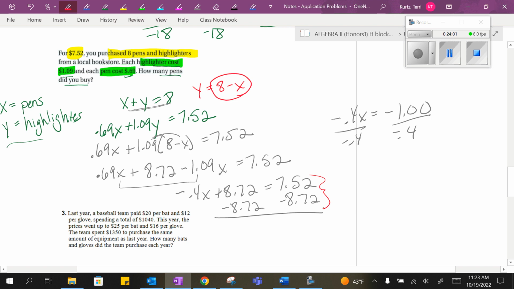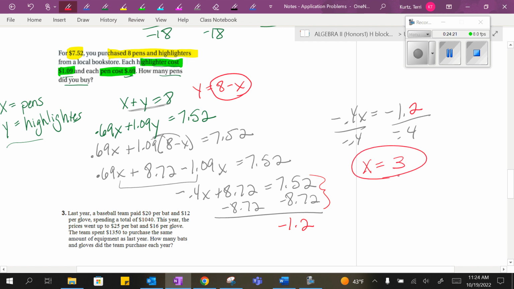7.52 minus 8.72 actually gives me negative 1.2. So I was going a little too fast there, but I realized my answer was not quite right. So this becomes negative 1.2. And then when I take negative 1.2 divided by negative 0.4, I get 3. So that makes much more sense.